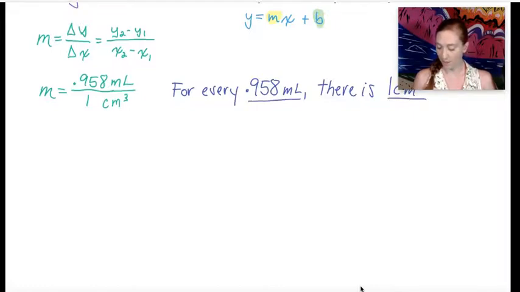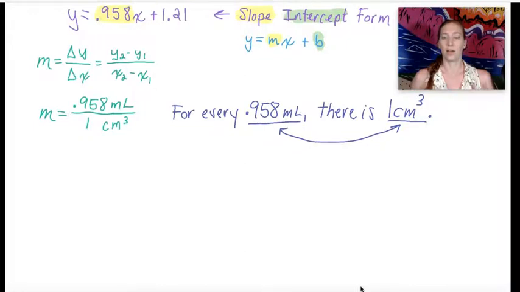Now, those values could be interchanged as far as the order in what we call a for every statement. We could say for every 1 cubic centimeter, there is 0.958 milliliters. So that's just showing our relationship. What this really gives us is a conversion factor.